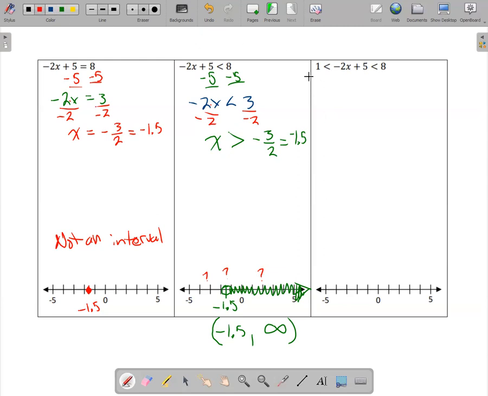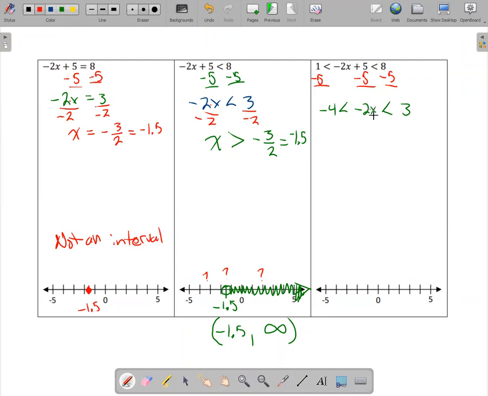Next, almost the same, but I have a double inequality. So when I subtract the 5, it has to go from all 3 places. 1 take away 5 is a negative 4. Here, the 5s cancel, leaving just the negative 2x. And over here, 8 minus 5, we determined was 3. For now, since we just did a subtraction, the inequalities stay the same. So less than, less than.